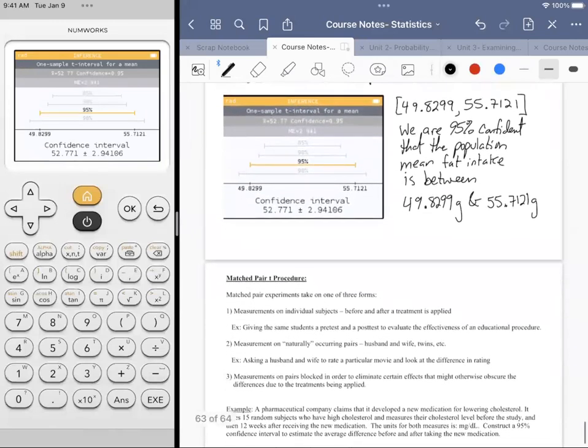And so the last one, and really the last topic in the whole course, is the match pairs T procedure.